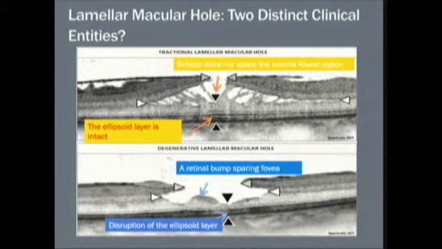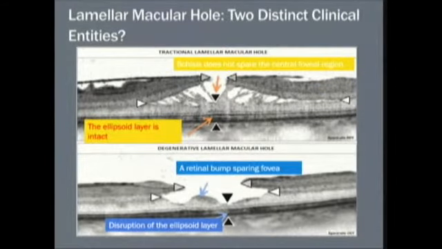While in the degenerative type, there is a loss of retinal tissue, and there is a retinal bump which is still there. And there is disruption of the ellipsoid layer, and you can see there are no interconnecting retinal tissues.